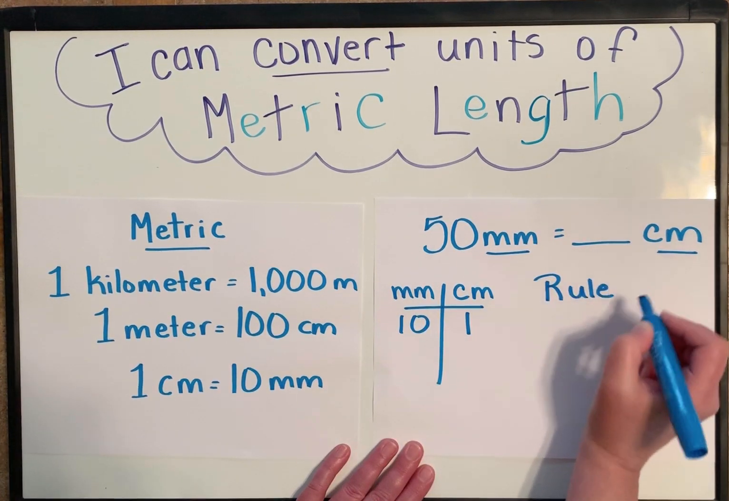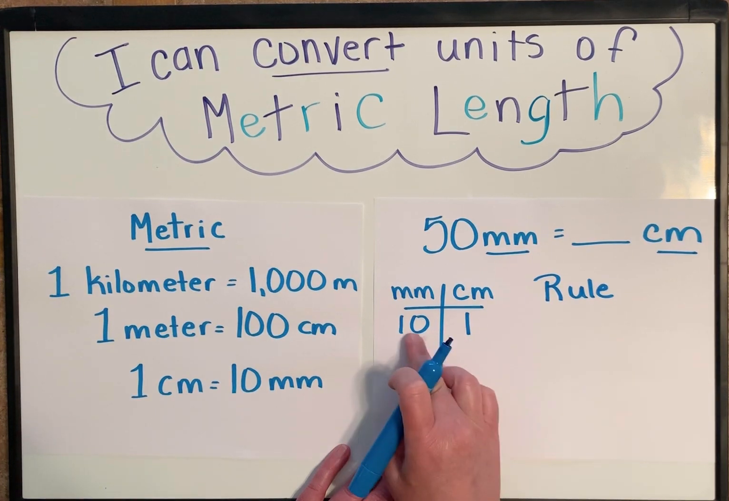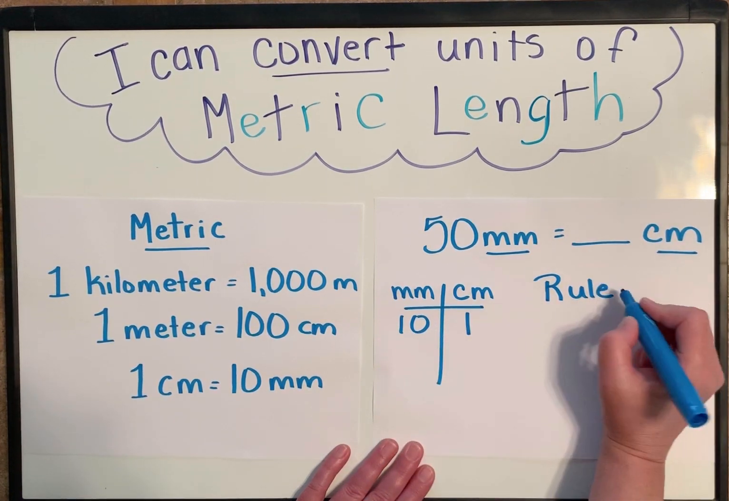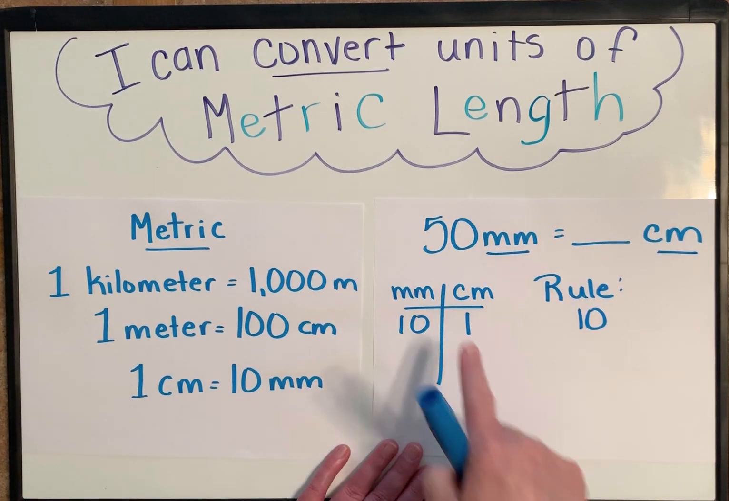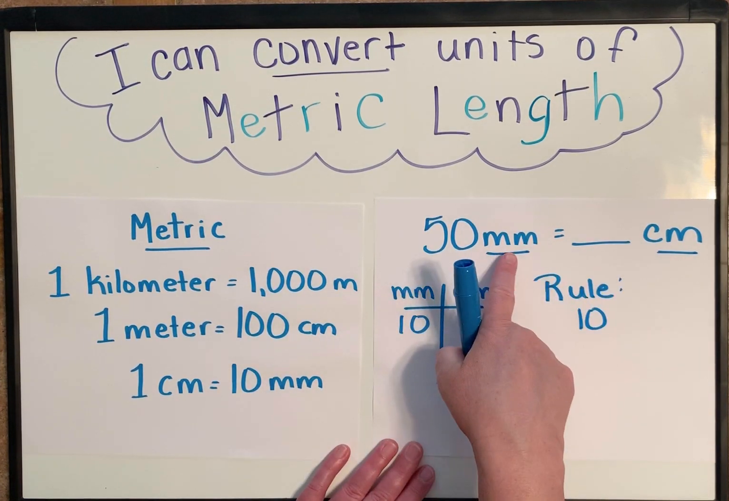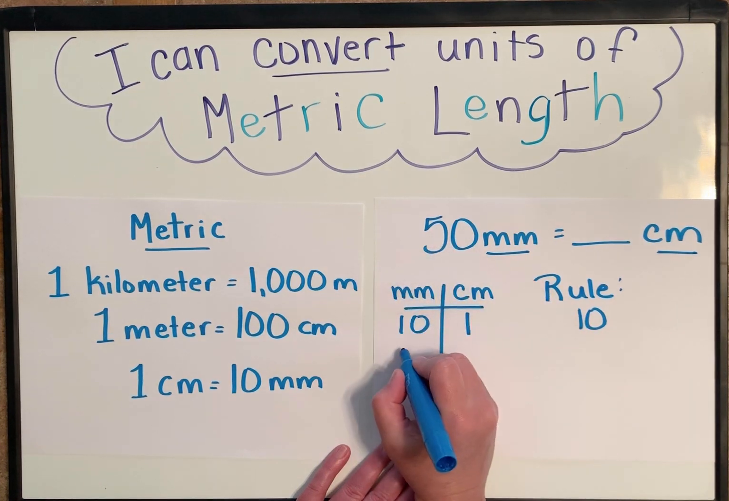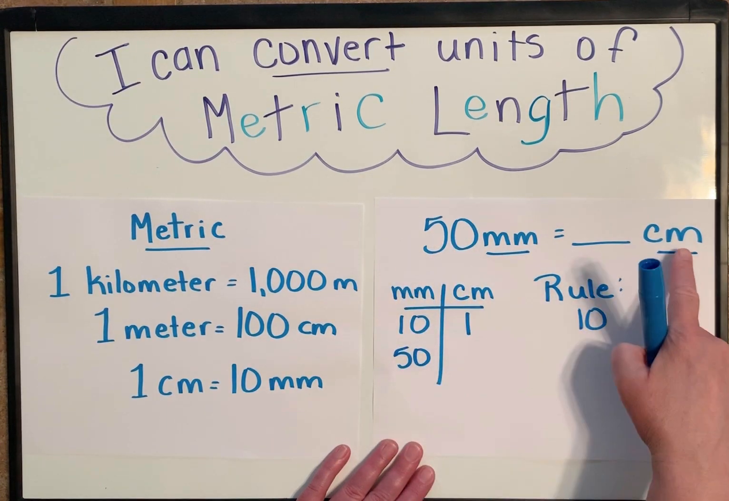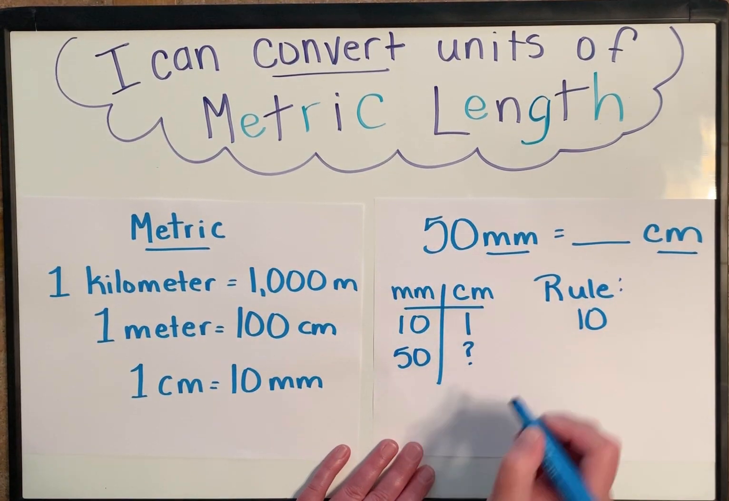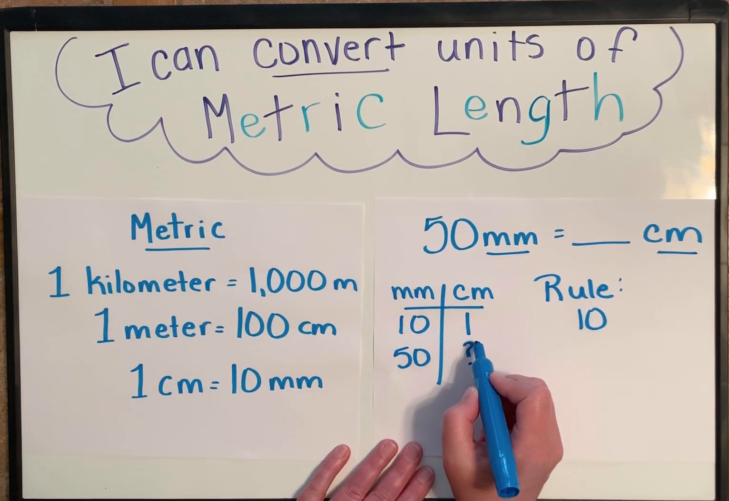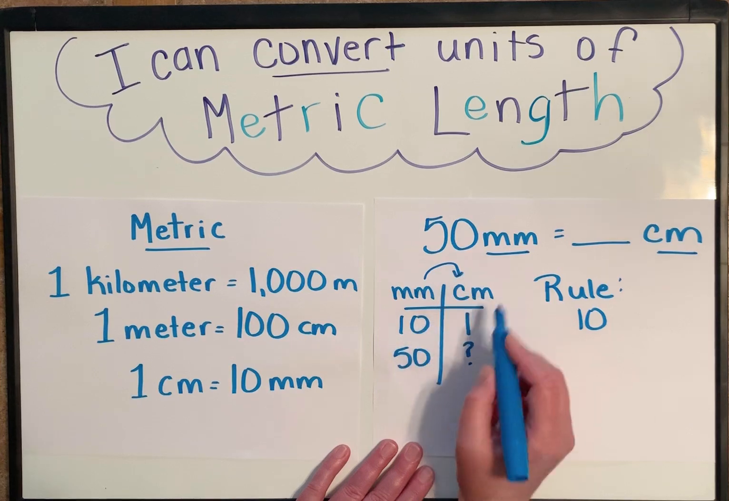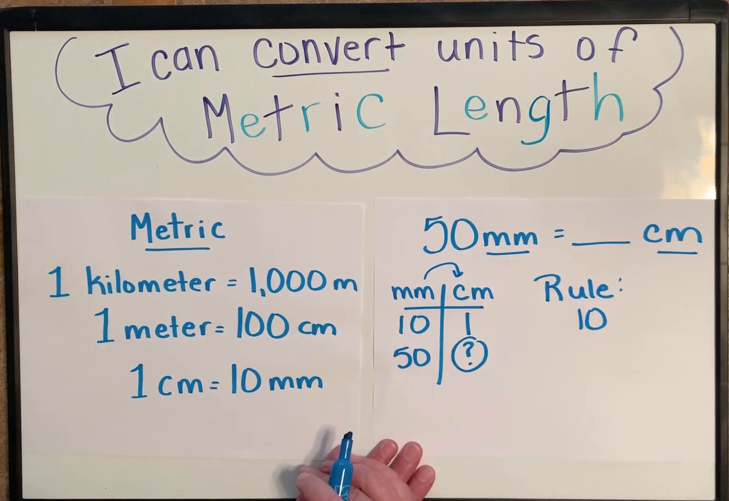I know that my correlation between these 2 measures is a 10, but I don't yet know if I'm going to be multiplying or dividing. So let's fill in what we do know. So I know millimeters, that's 50. I don't know centimeters. That's my unknown. So that tells me that I'm going to be going this direction. You're trying to get to that unknown.